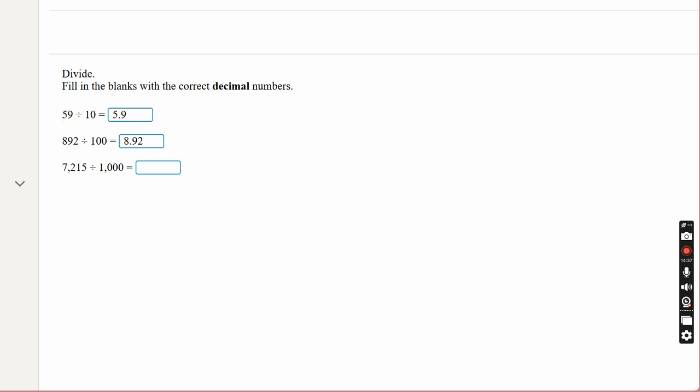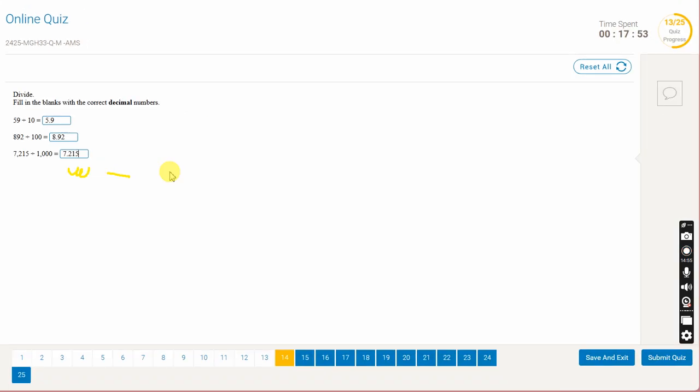The next one, divide by 1000. Remember, you need to count the number of zeros you have, and that's how many times you move the decimal point inwards. So 1, 2, 3. So that's 7.215. Remember, whenever it's divided by 100, 1000, or 10, you need to count the number of zeros, and then you just move the decimal point inside the number of zeros that they're dividing by.